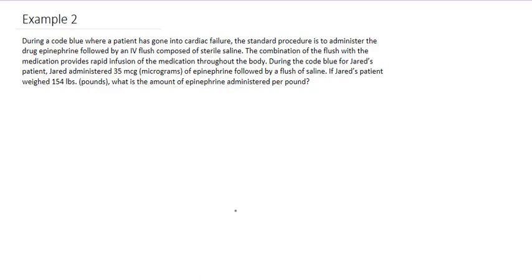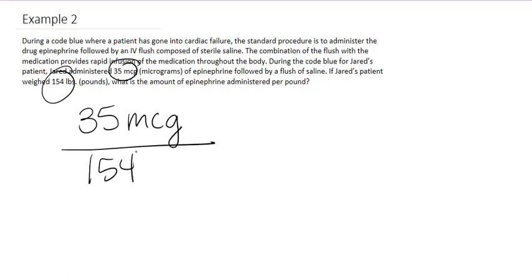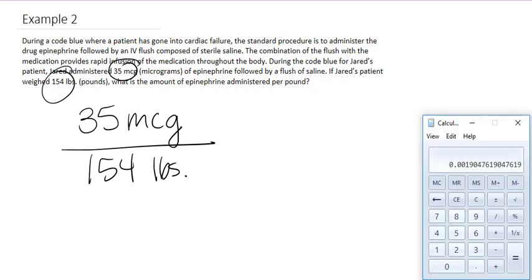So, once again, we know the word per tells us to divide. This means that we have mcg, micrograms on top, and the pounds on the bottom. So we have 35 and 154 pounds. So we would put 35 mcg over 154 pounds. Now, let's get a calculator out. 35 divided by 154. So this gives us a number.